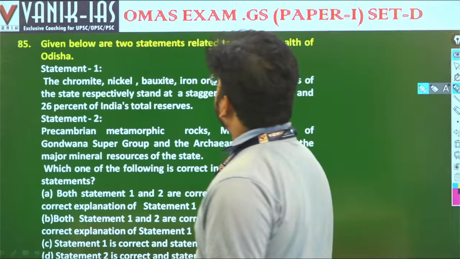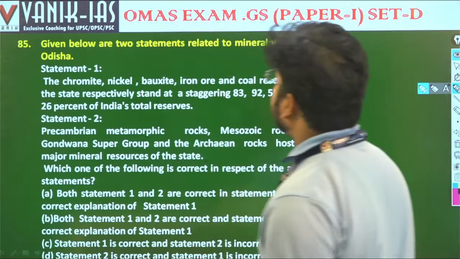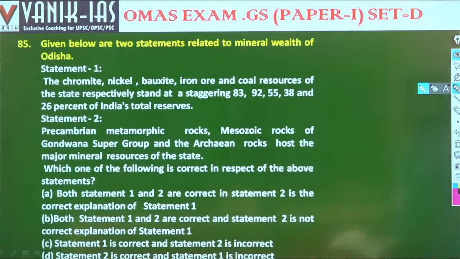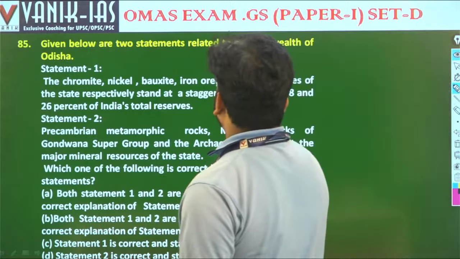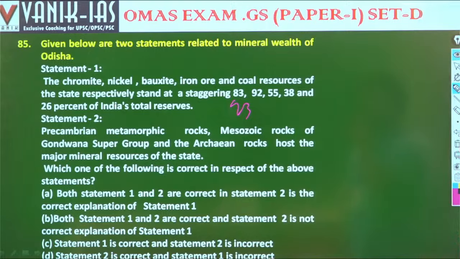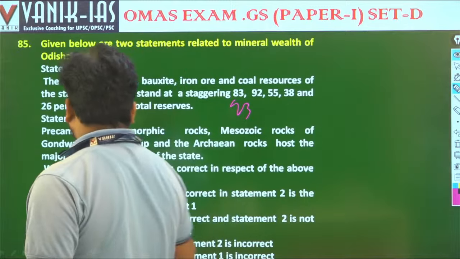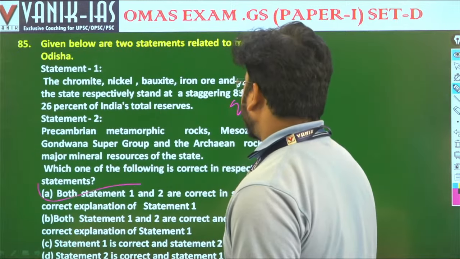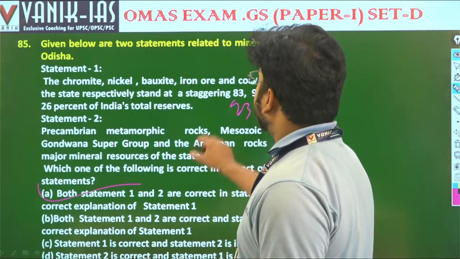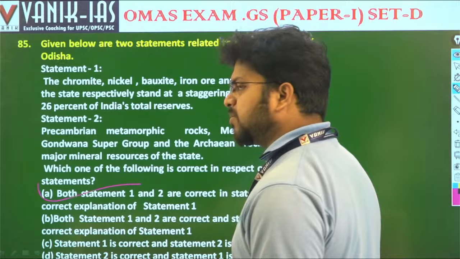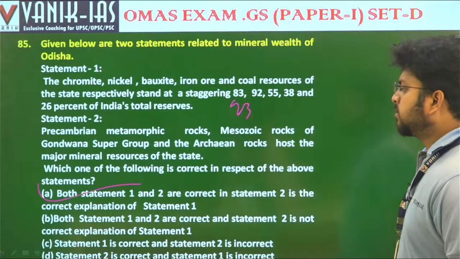Given below are two statements related to the mineral wealth of Odisha. Statement 1: chromite, nickel, bauxite, iron and coal resources are respectively staggering 83%. Actually, chromite is 93%, of the total reserves. Pre-Cambrian metamorphic rocks, Mesozoic rocks of the Gondwana supergroup, and Archean rocks are the hosts of the mineral resources of Odisha. Both statements 1 and 2 are correct, and statement 2 is the correct explanation of statement 1. These are reserves and these are the types of rocks from which the minerals are extracted. So A is right.